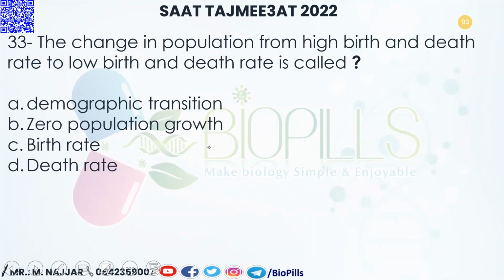Question number 33. The change in population from high birth and death rate to low birth and death rate is called. A, demographic transition, B, ZPG or zero population growth, C, birth rate, D, death rate. Exactly, this is the exact definition of the demographic transition.